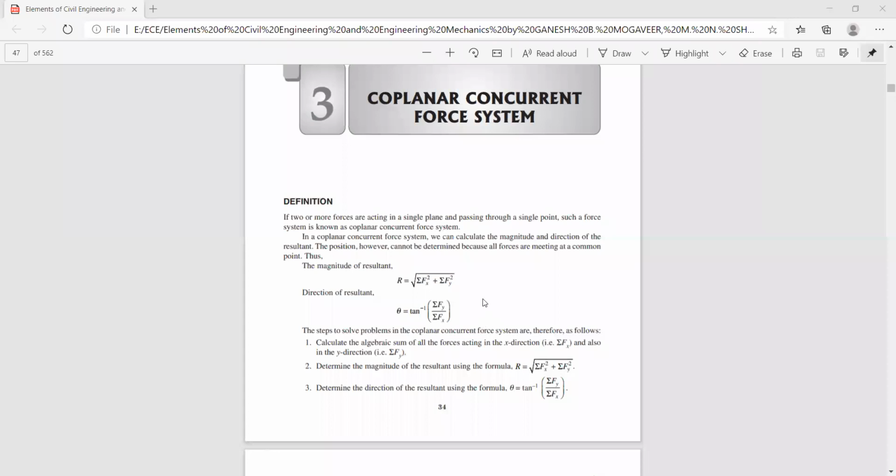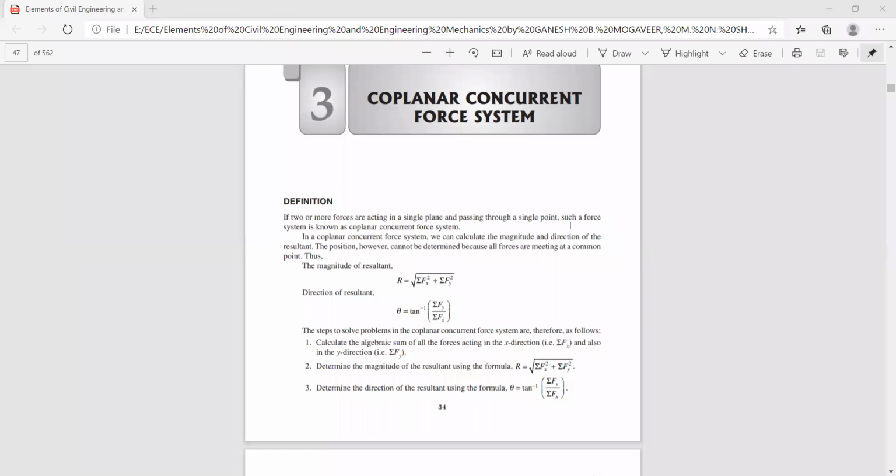Next is the coplanar concurrent force system. A coplanar concurrent force system is one where two or more forces are acting in a single plane and passing through a single point. Already we have discussed that in a given concurrent force system on an xy plane, all the forces are concentrating at a point or originating at a point, and such a system of forces is called coplanar concurrent forces.